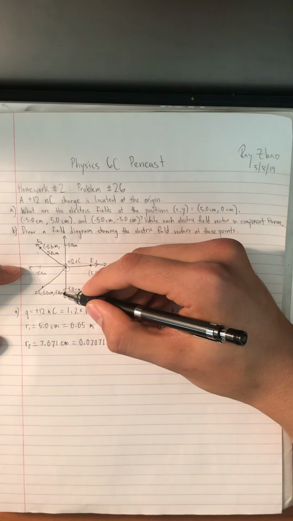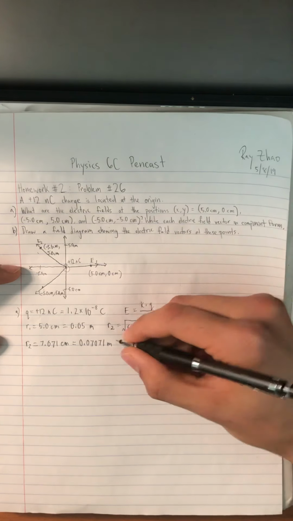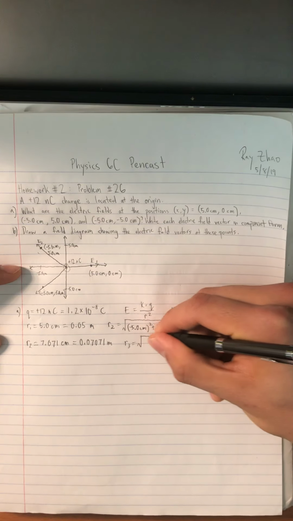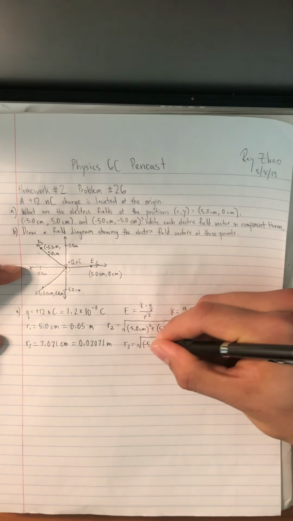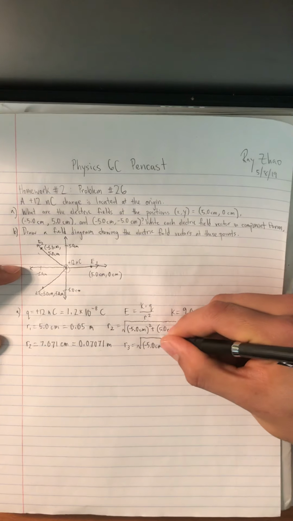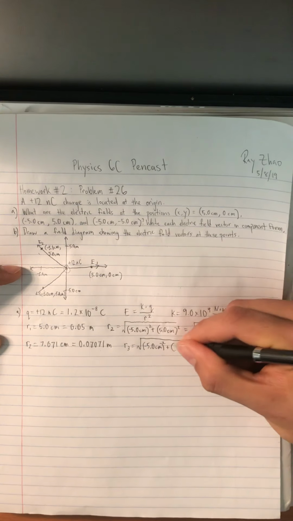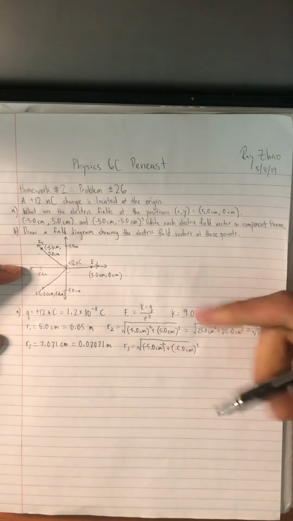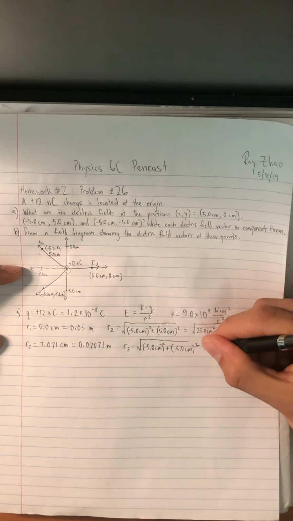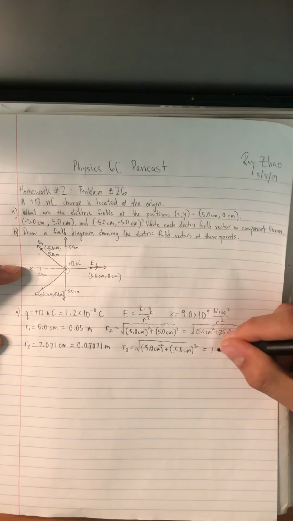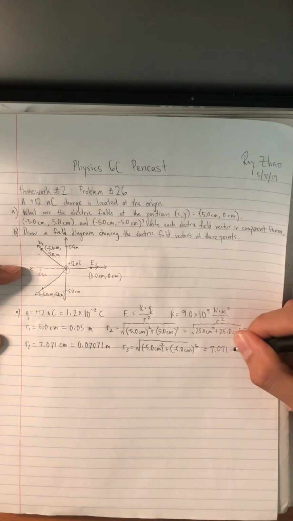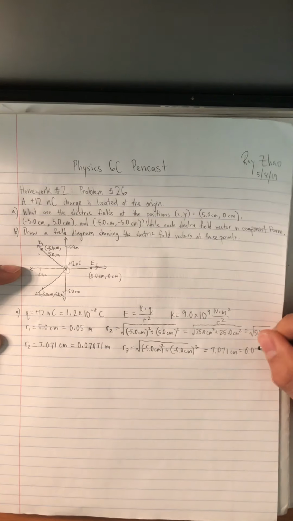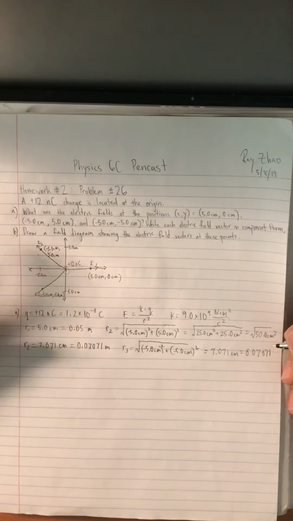And here you can see that although for the distance of electric field 3, the sign on the y is different, it will still lead to the same result, being that it is the square root of negative 5.0 centimeters squared plus negative 5.0 centimeters squared, equaling 7.071 centimeters or 0.07071 meters.